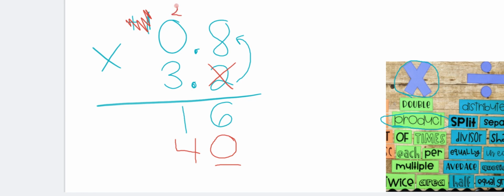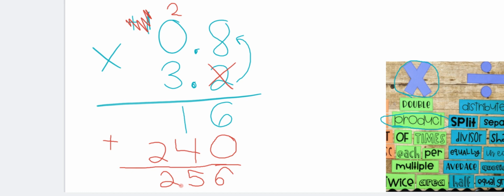Carry my 2. 3 times 0. What's 3 times 0? That's right, 0. And I can't forget my 2. Now I have my two partial products. I have to add them together. 6 plus 0 is 6. 4 plus 1 I know is 5. Then I need to bring down the 2.